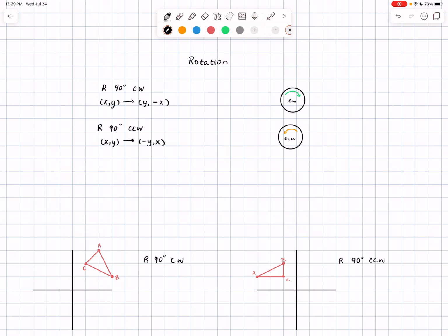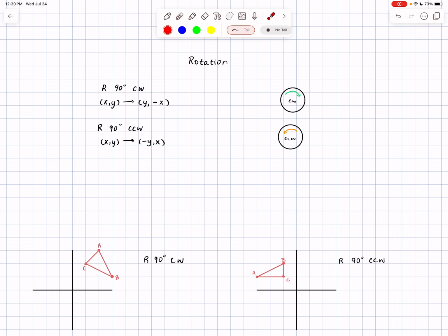Hey guys, in this video we're going to be talking about rotations. Quick review, we know that clockwise, or CW, moves in this direction because a clock's hands move this way, and then counterclockwise is the opposite direction, the other way. So the opposite direction of how a clock's hands move.